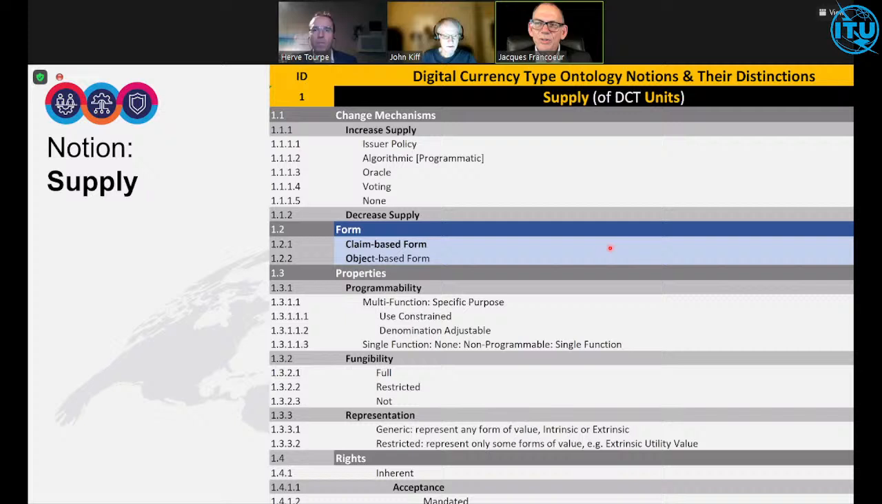So first of all, I would say that this is a work in progress, right, John? So we meet on a regular basis. The way that you have to look at the ontology notion is that some things, even if I show the supply notion, we believe that rights should not be here, for example, because here you're just a unit. You're just this thing. It has a form. It has properties, but it does not have value yet.